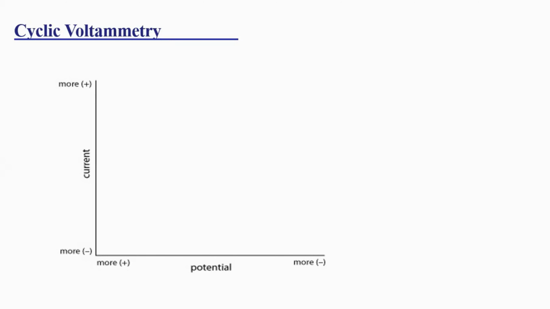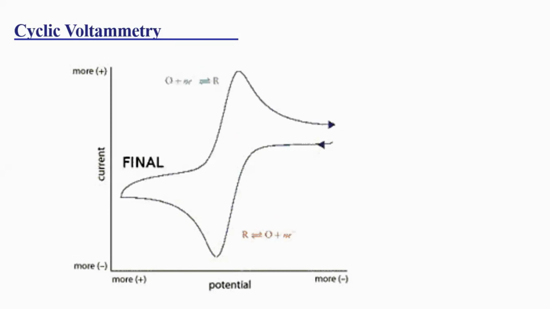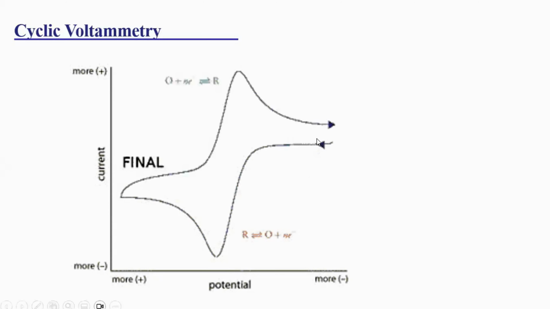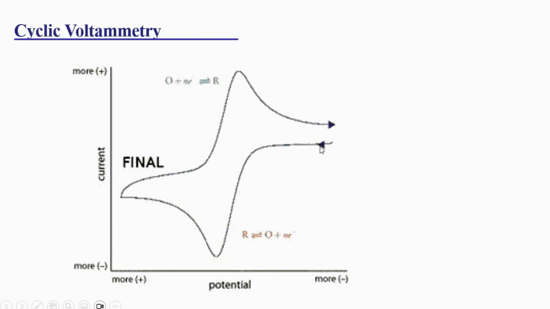Here, what happens in the cyclic voltammetry? We will start the cyclic voltammogram from the initial potential, and go from initial to final. Once after reaching the final potential, again we will sweep the potential back to the initial. So what happens here? We have gone from initial to final and then returned to where we have started the potential.